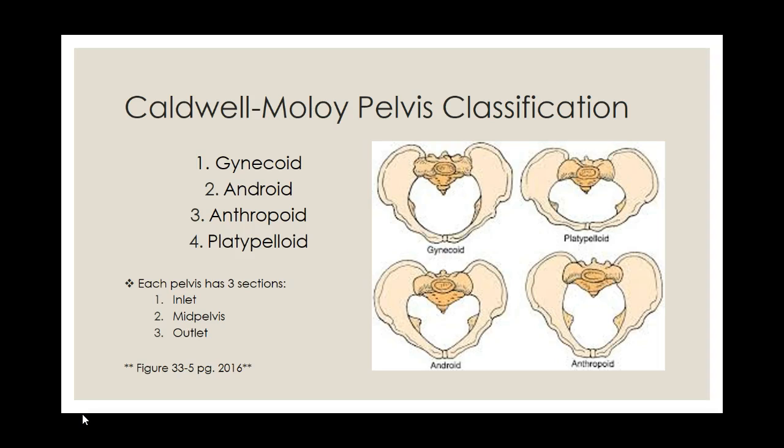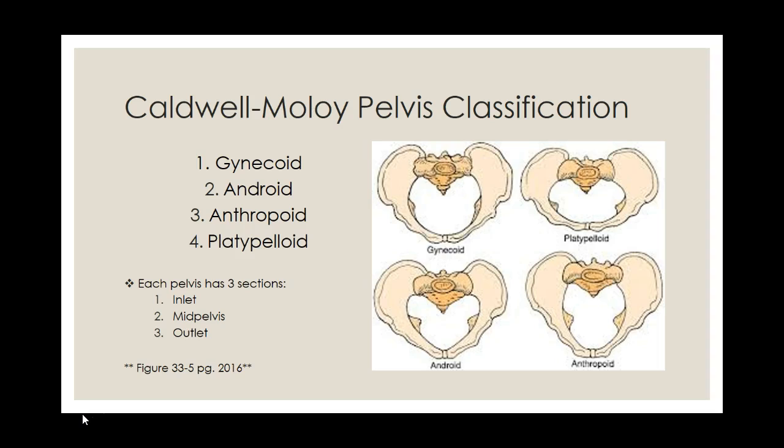Number three is the anthropoid pelvis, and you see this one on your bottom right-hand corner. The anthropoid pelvis is nice and oval shaped. There's an adequate mid-pelvis, an adequate outlet, and this is a favorable pelvis for delivery vaginally. So this one is okay too.